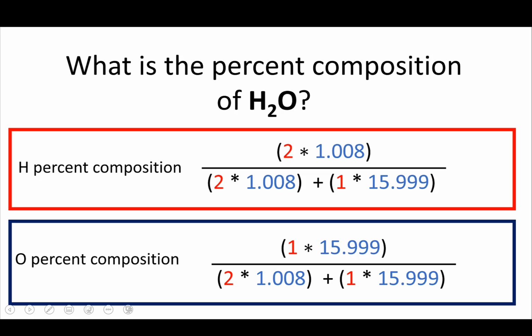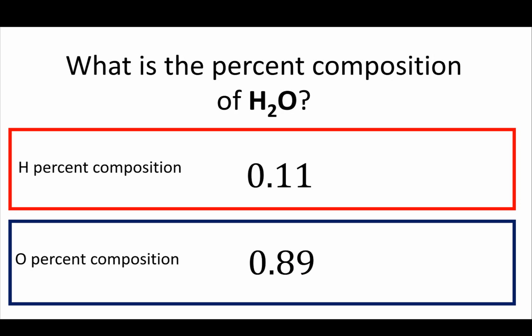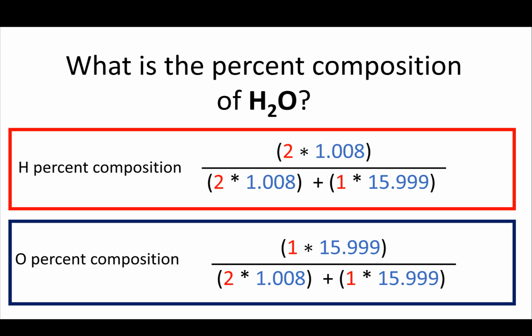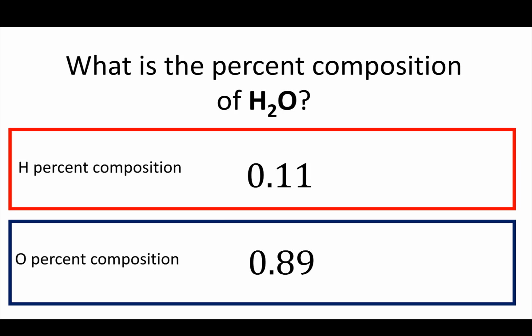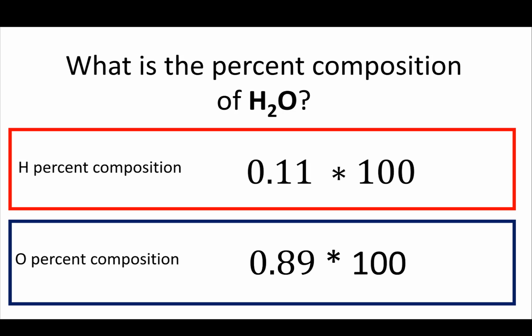Hydrogen percent composition, you can just put this into a calculator. It'll tell you that it is 0.11, and oxygen's percent composition, it'll tell you is 0.89. These two should add up to 100, because you should have 100%. Oh, but I forgot one thing. So I like percents like this, like ratios, but to make it a percent composition, technically you need to take these decimals and turn them into percentages by multiplying by 100.